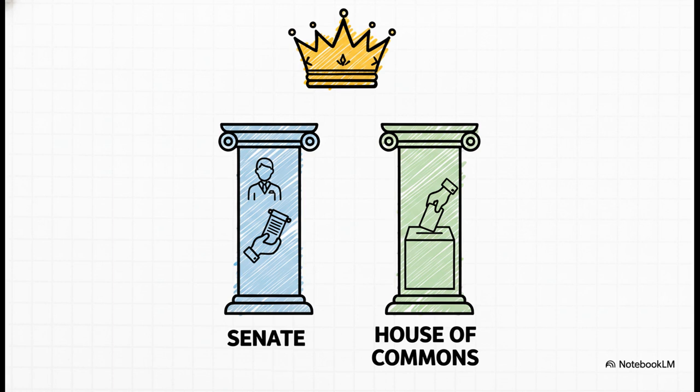You've got the sovereign, that's the king, who is represented here in Canada by the Governor-General. Then you have the 2 chambers, or houses, the appointed Senate and the elected House of Commons. For any idea to become a law, it has to get a thumbs up from all 3 parts.